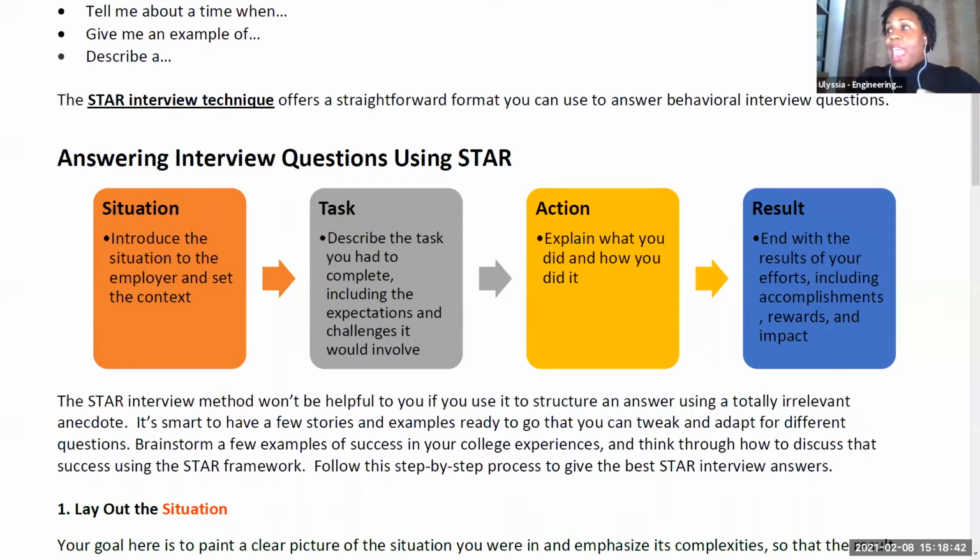Then I move on to A, the action. Now, a few things to keep in mind about action. The majority of what you say in the answer should be within the action section, because this is the place where you are going to give that interviewer a sample of how you've successfully conducted yourself in the past so that they can envision you doing those same things in their organization.